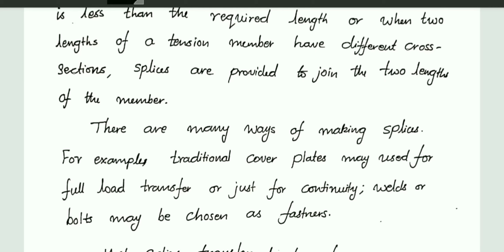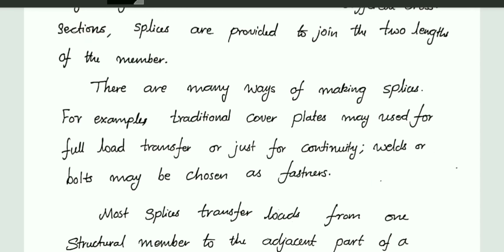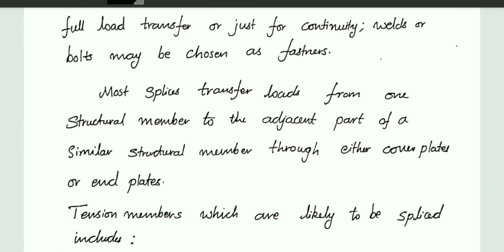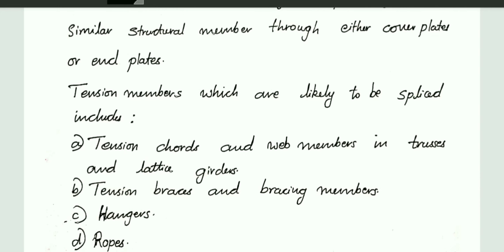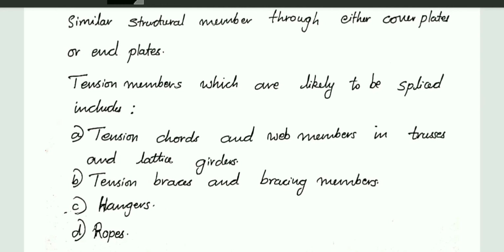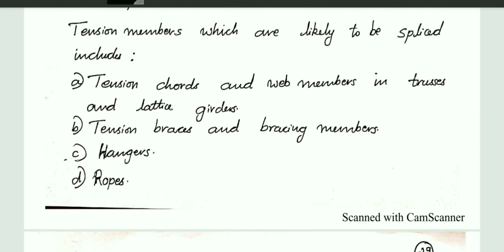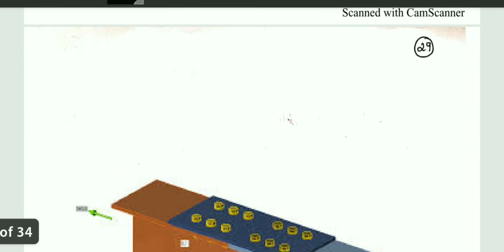And if any transportation problem is there, meaning you can't transport the lengthier member, you'll transport the smaller members and connect them by using splices in the site. You can go with traditional cover plates here, or the connection can be made by welds, or bolts may be chosen as fasteners. Mainly this is used in tension chords and web members in truss or lattice girders, or tension braces or bracing members, or hangers or ropes. These splices will normally be used.